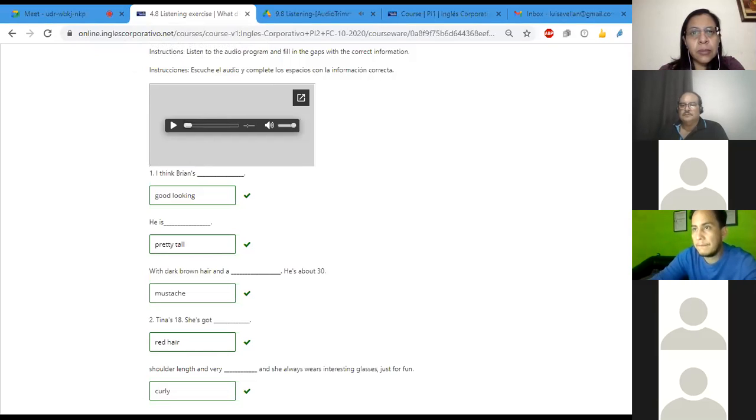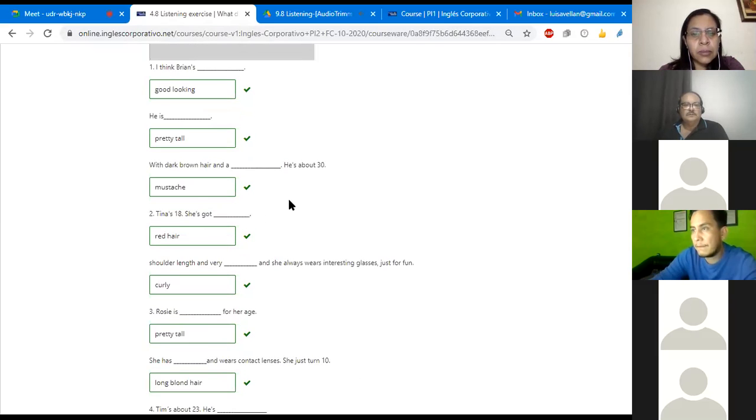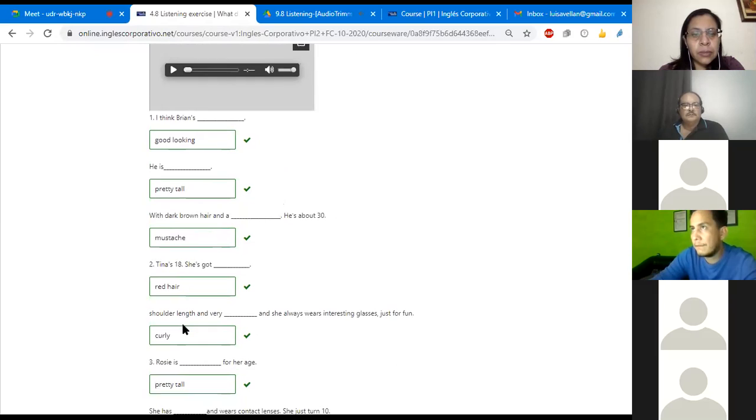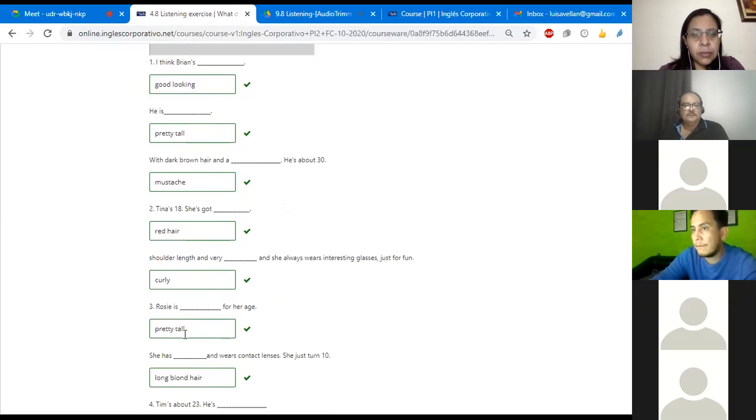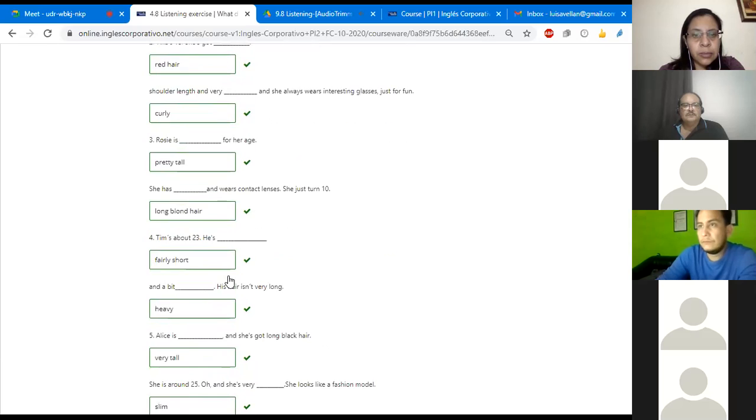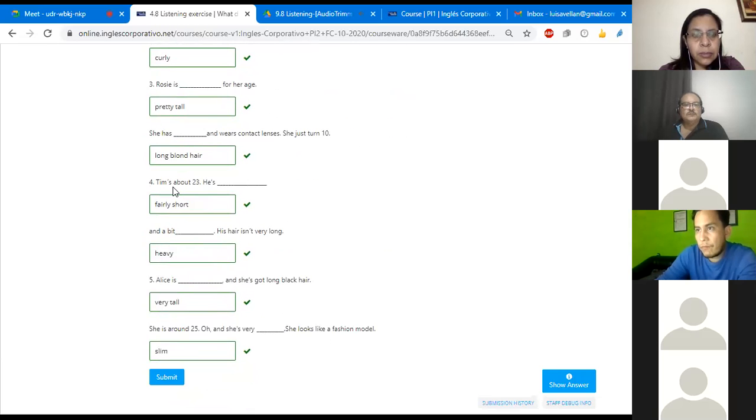One, I think Brian's good looking. He's pretty tall with dark brown hair and a mustache. He's about 30. Two, Tina's 18. She's got red hair, shoulder length, and very curly. And she always wears interesting glasses, just for fun. Three, Rosie is pretty tall for her age. She has long blonde hair and wears contact lenses. She just turned 10. Four, Tim's about 23. He's fairly short and a bit heavy. His hair isn't very long.